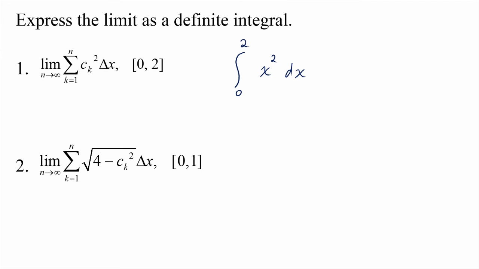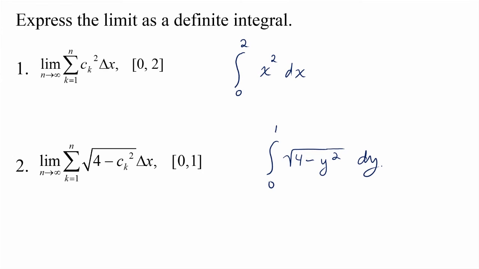Number two, limit as n approaches infinity of the sum k goes from 1 to n of the square root of 4 minus c sub k squared delta x from 0 to 1. We would write that as the definite integral from 0 to 1. What is the function? The function is the square root of 4 minus, I'm going to use just a different variable this time, maybe y squared, but now we must say dy.